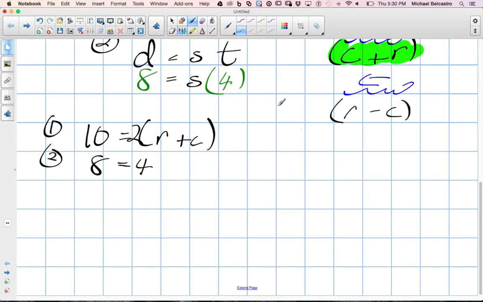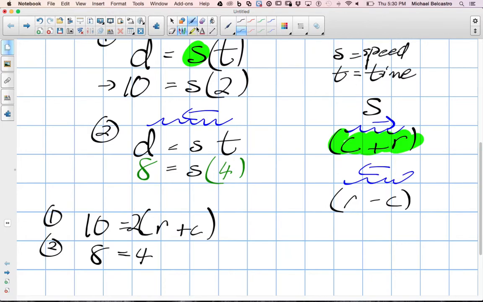And which of the two speeds do we use? Do we use the current plus the rowing speed, or the rowing speed minus the current? Rowing speed minus the current, that's right. So for this one, because the current is hindering us, we use the rowing speed minus the current.